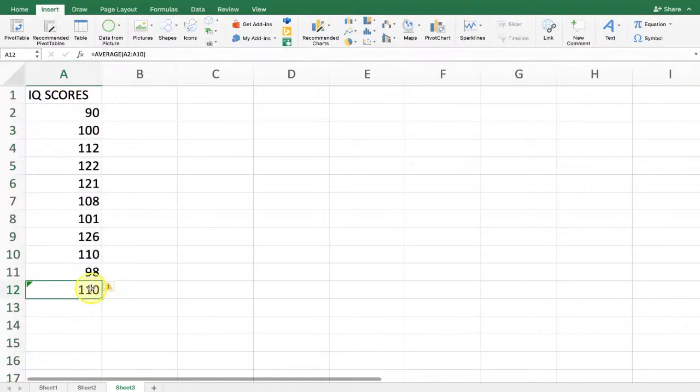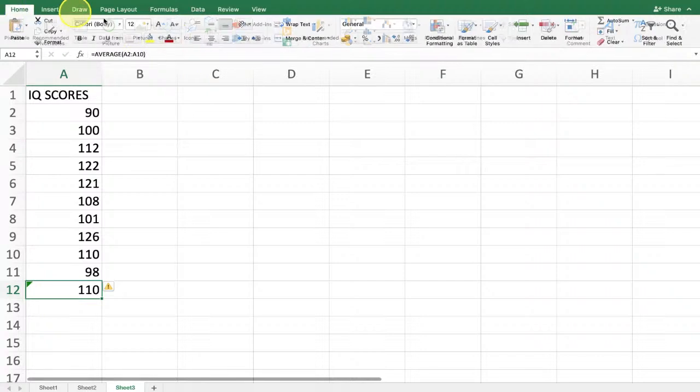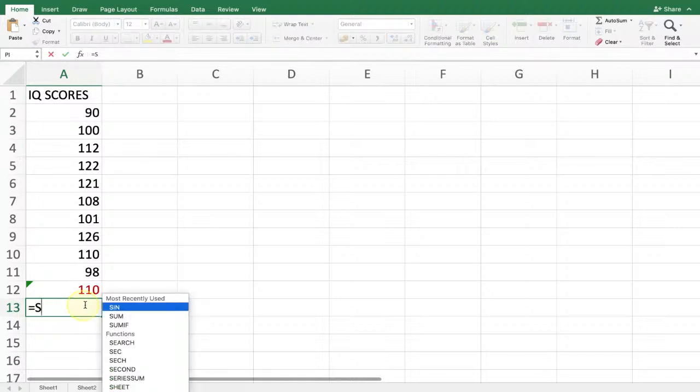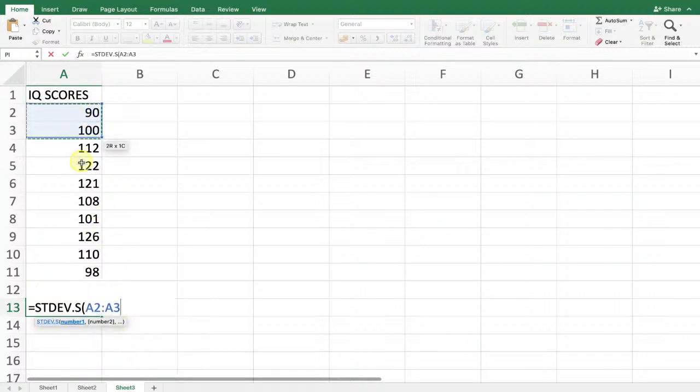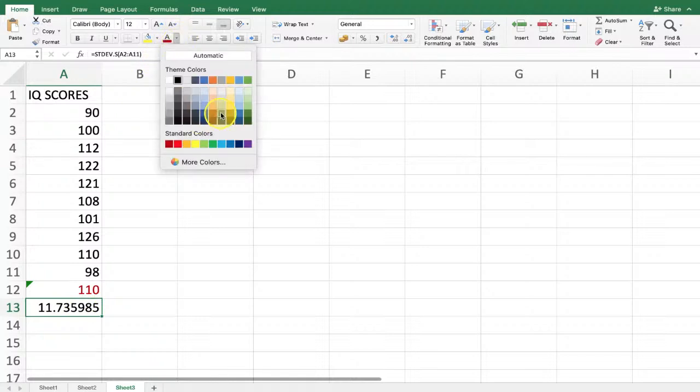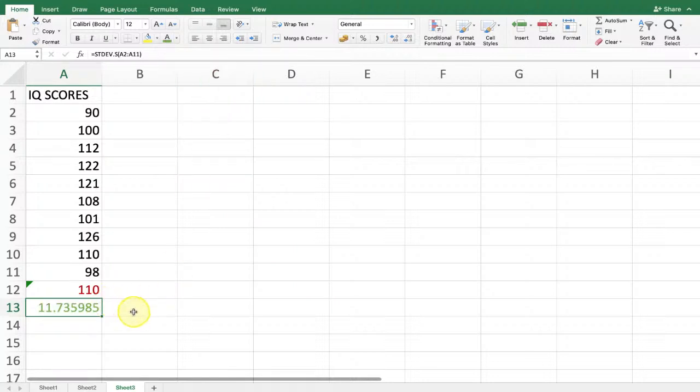Okay, so let's just highlight this. Let this be the mean. How about the standard deviation? Equals standard deviation, the standard deviation of a sample. Okay, so let's highlight this. Take note that the first highlighted value is the mean and the second, in green, is the standard deviation.